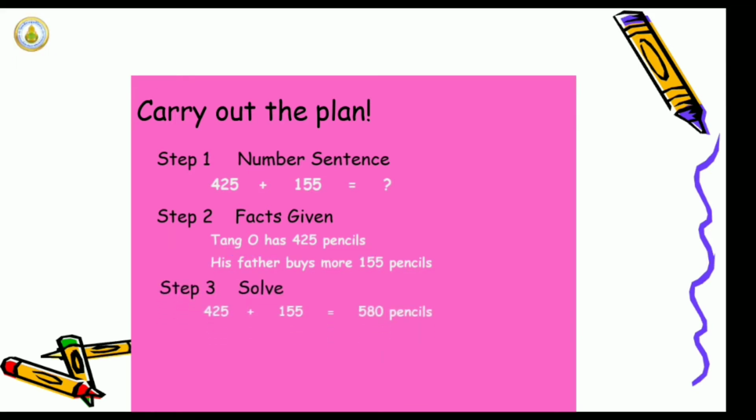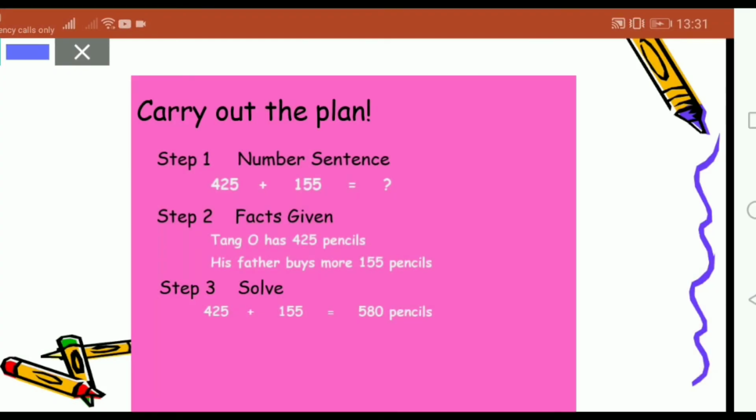Step 3, solve the problem. So let's answer. 425 plus 155 is equal to? Very good. 580 pencils. Again, step 3, we're going to solve the problem. 425 plus 155 is equal to 580 pencils.